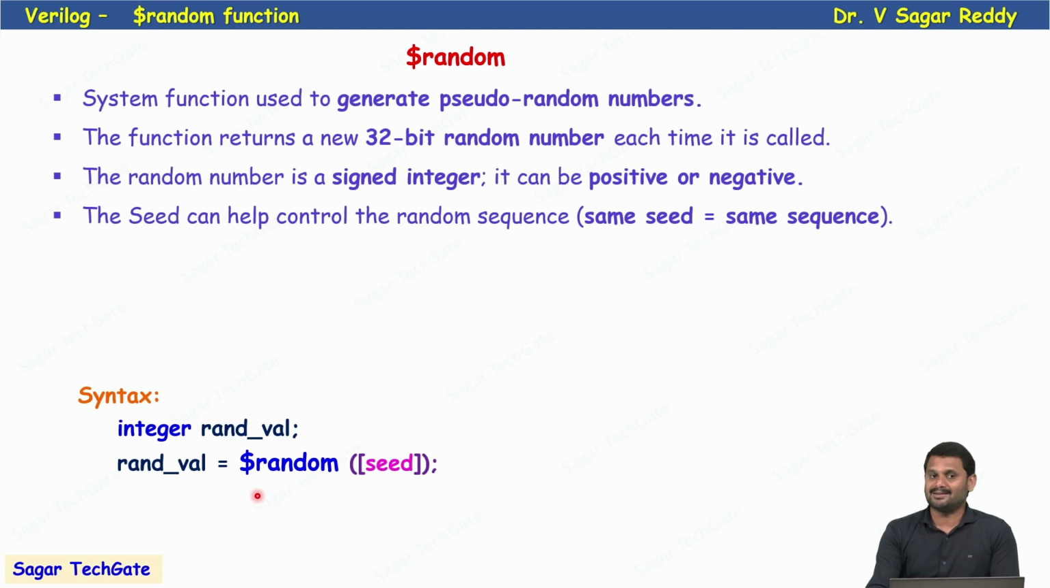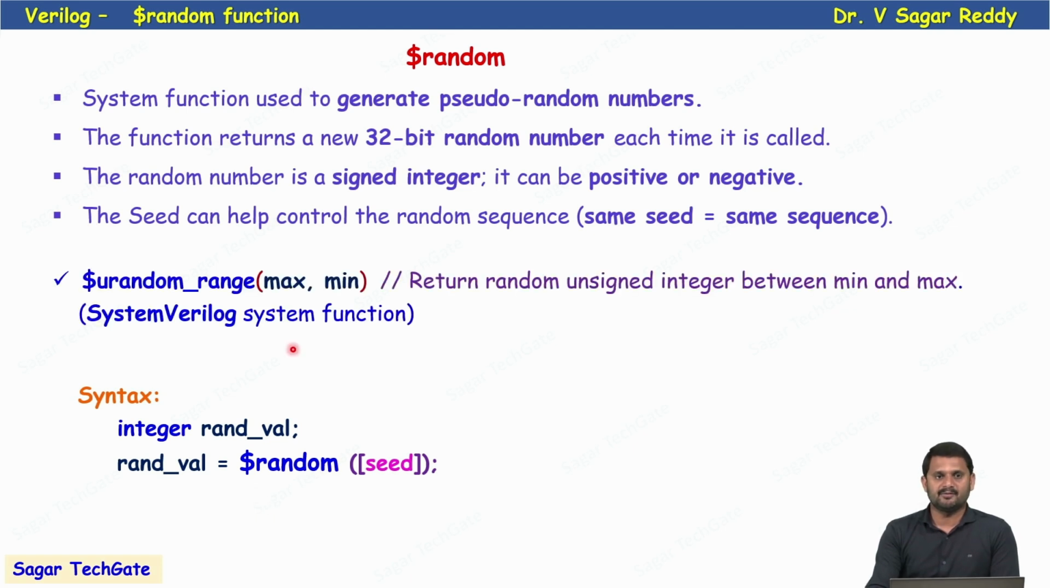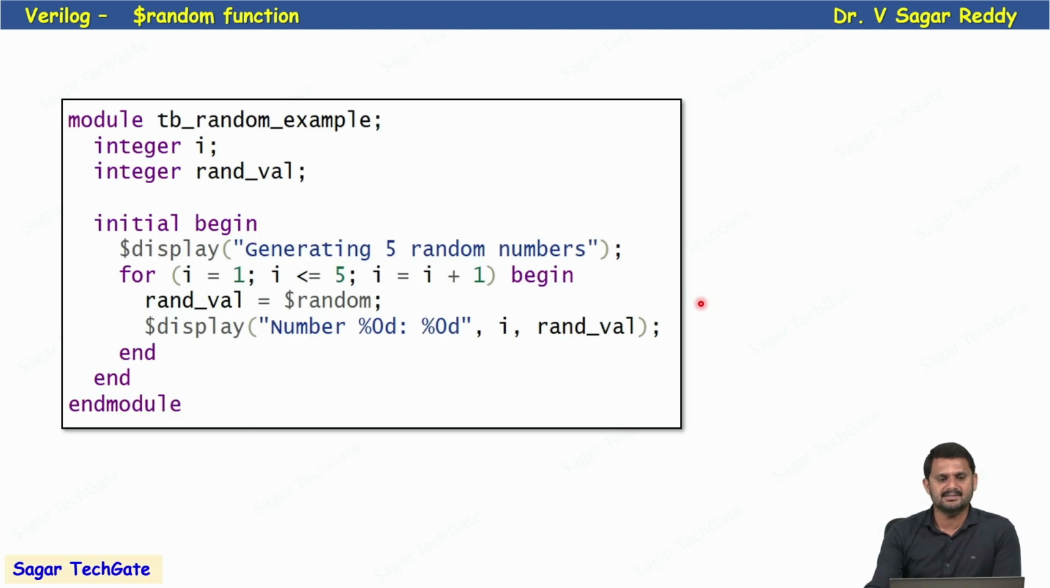We have another random function, $urandom_range with max and min. Actually it is not available in Verilog; it is a SystemVerilog system function. It returns an unsigned integer between min and max. Whereas $random returns a 32-bit signed value, $urandom_range returns an unsigned integer. The specified max and min are inclusive.